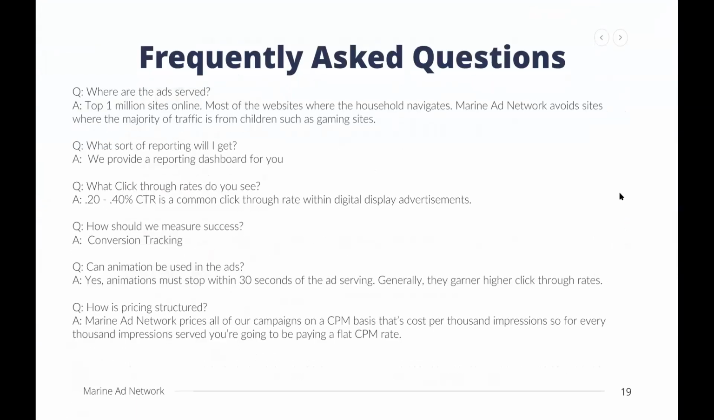All right, so I'm just addressing a few frequently asked questions here, and then I will open it up to any other questions. Where are the ads served? I really didn't touch on this very much earlier. There are millions of sites online, most of the websites where households navigate. Weather apps are huge. I would say 75% of our traffic comes from weather, news, and sports apps. So that's where most of our traffic comes from.